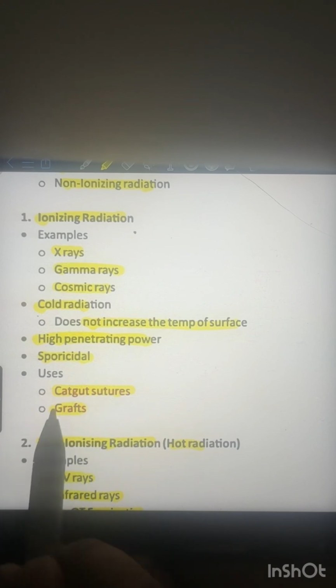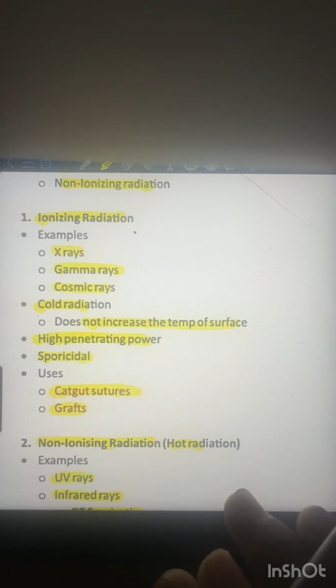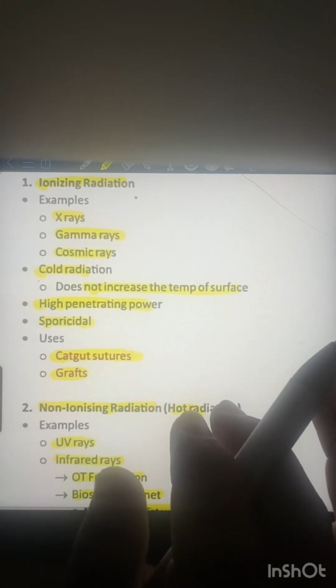There are also the grafts. You must have heard of so many grafting techniques that are done. Kidney, bone marrow, so many grafts are done. They are also treated by ionizing radiation. So these are the two very important questions that you're going to get out here. Versus, what is the control?